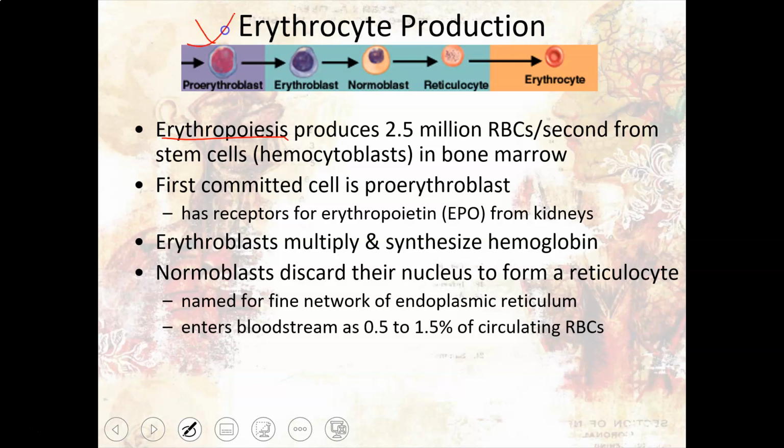The first of those is called a proerythroblast, and that cell has receptors for a hormone called erythropoietin. Erythropoietin, or EPO, is produced by the kidneys. When the kidneys decide that they're hypoxic or there's not enough blood flow, they respond by releasing EPO. EPO tells your bone marrow, these proerythroblasts, to multiply so that you get more red blood cells. You've probably heard of EPO because of Lance Armstrong. So Lance Armstrong, the Tour de France wins.